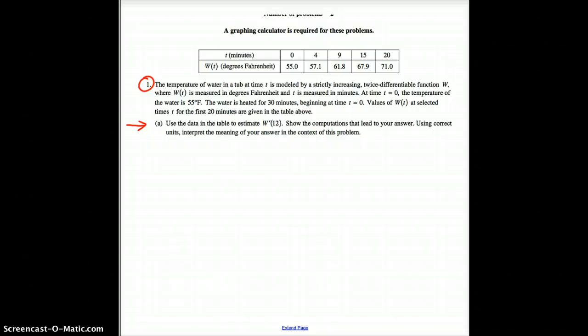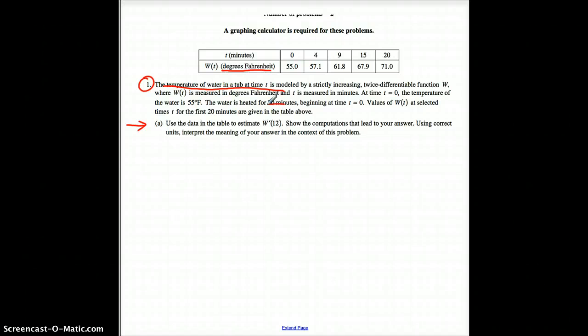So this situation has the temperature of water in a tub, and it tells you it's modeled by a strictly increasing function. All that means is the temperature is going up continually, not going up the same amount, but it is increasing. You can see that from here to here it went up about 2, from here to here about 4 degrees, from here to here about 6 degrees. It's varying, the rates of change are different, but it does appear to be an increasing function. And it says that we are having W of t being measured in degrees Fahrenheit. It gives you that the water started at 55 degrees and we are heating it for 30 minutes.